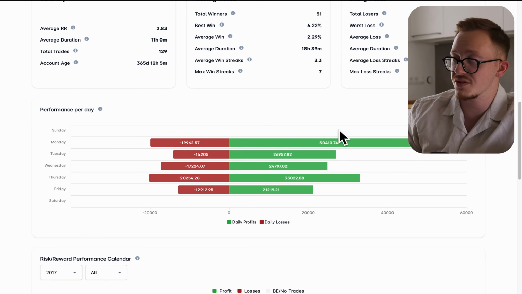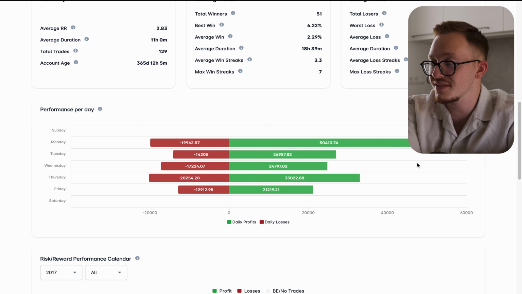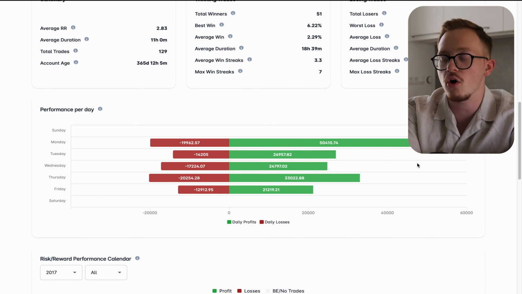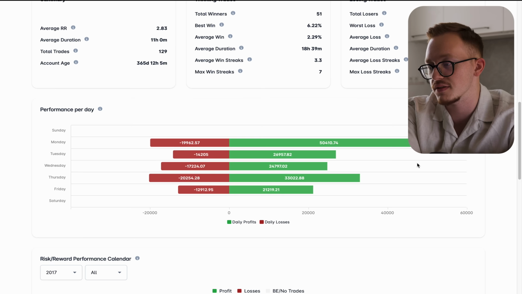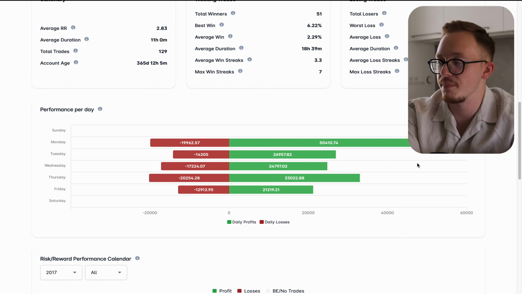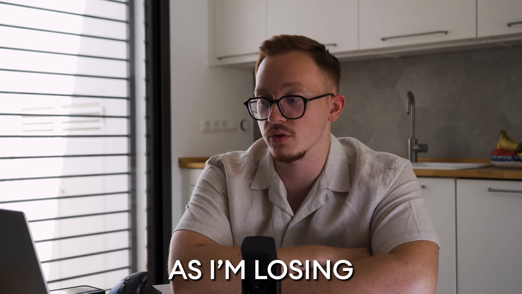Now, on performance per day, as you can see, Mondays. This is something that I always see coming back in my backtesting sessions, is that my Mondays are by far my best days. And I've always learned to skip Mondays, because everyone is saying that Mondays are just so bad and so difficult to trade because everyone is going out to weekends, low volatility, blah blah blah. As you can see guys, it is just my best day by far, almost twice as big as my second best day, and I'm winning almost 3 times as much as I'm losing on the Monday.